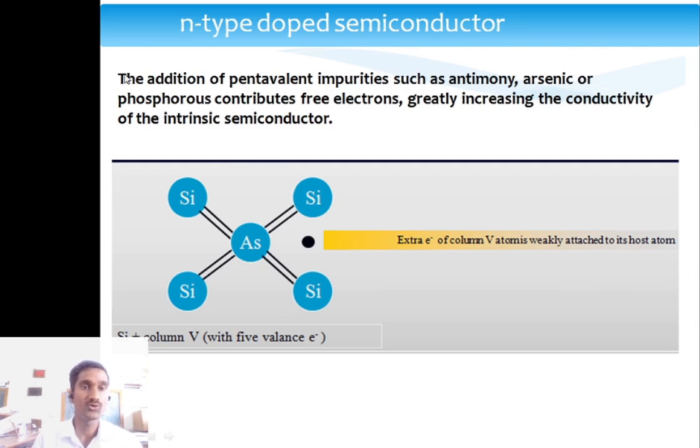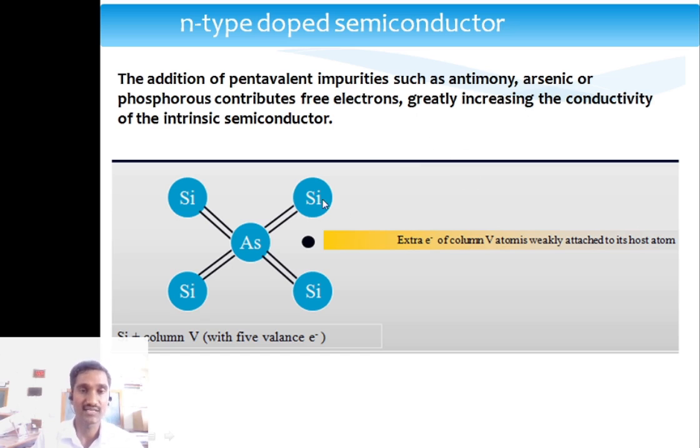Again, for the N-type semiconductor, we add pentavalent impurities. A pentavalent impurity is one in which the last orbit contains 5 electrons. These elements are antimony, arsenic, or phosphorus. If you take phosphorus, which has atomic number 15, the first orbit has 2 electrons, the second orbit has 8 electrons, and the last orbit has 5 electrons.